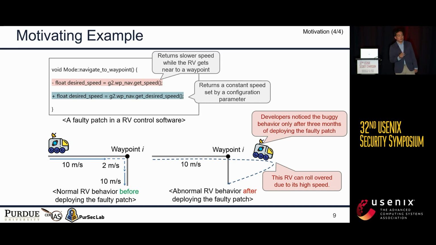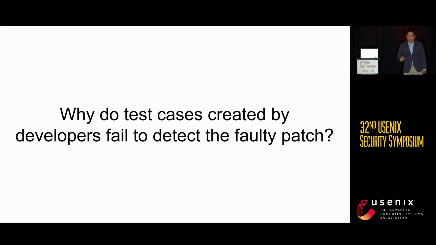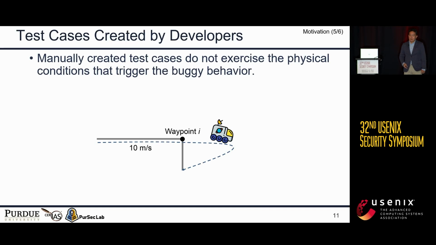What is the meaning of that? It means that the test cases created by the developers failed to trigger this buggy behavior and also failed to detect this faulty patch. Then why do test cases created by developers fail to detect this buggy behavior created by this faulty patch? The main reason is that triggering this buggy behavior requires two specific physical conditions.